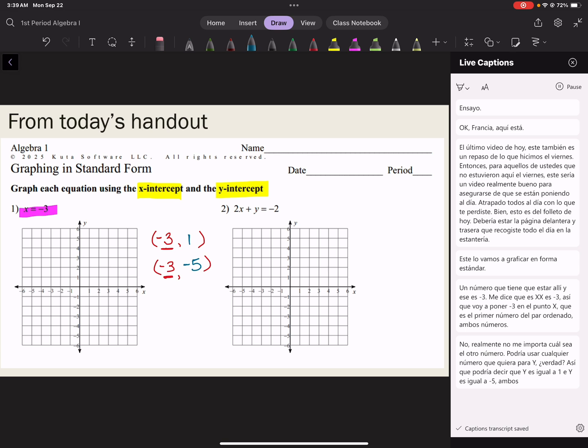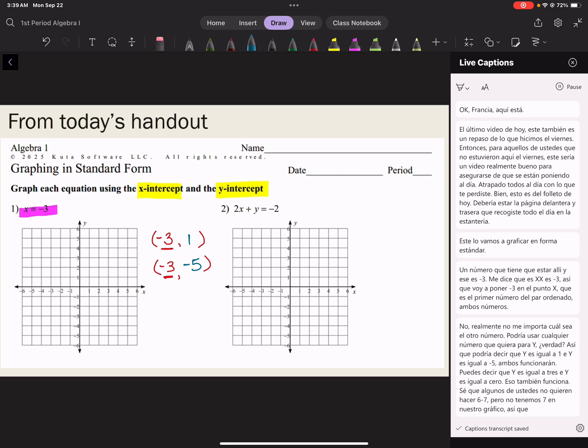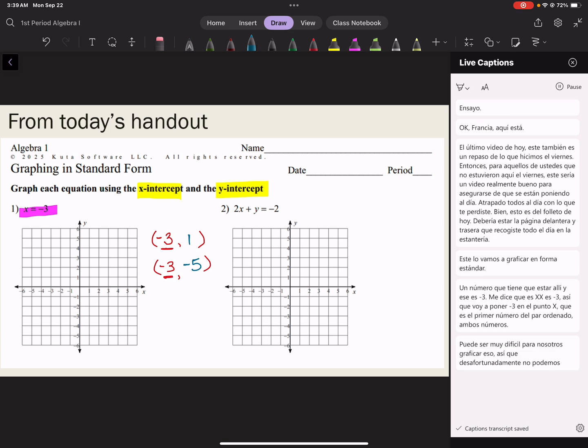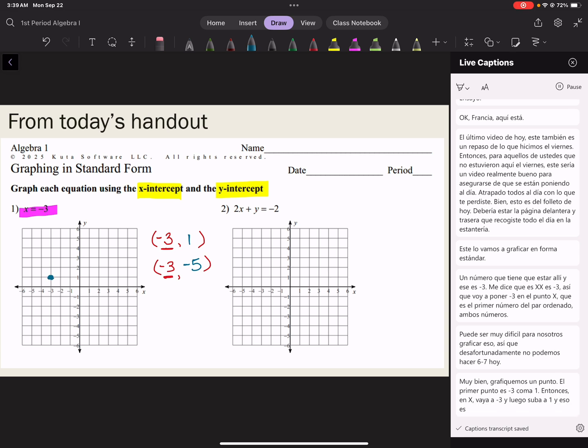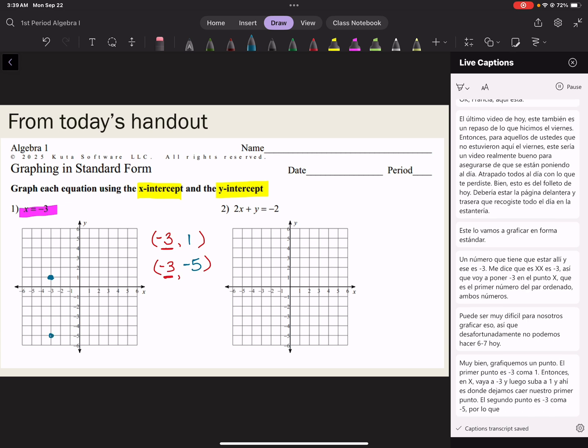You can say y equals 3 and y equals 0. That also works. I know some of you guys don't want to do 6, 7, but we don't have 7 on our graph, so it's going to be really hard for us to graph that. So unfortunately, we can't do 6, 7 today. All right, so let's graph a point. The first point is -3, 1. So at x, go to -3, and then go up to 1, and that's where we drop our first point. The second point is -3, -5. So on x go to -3, and drop down to -5 on the y.